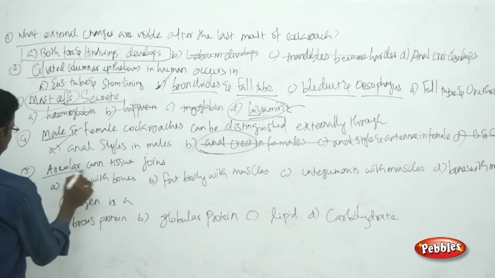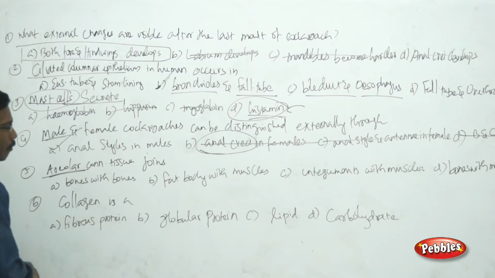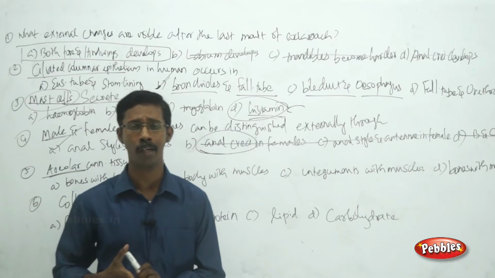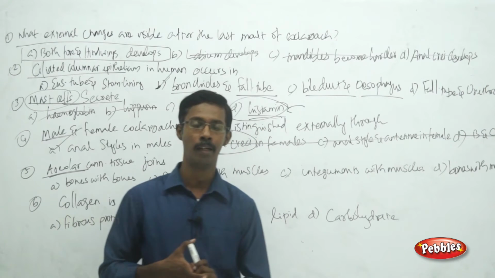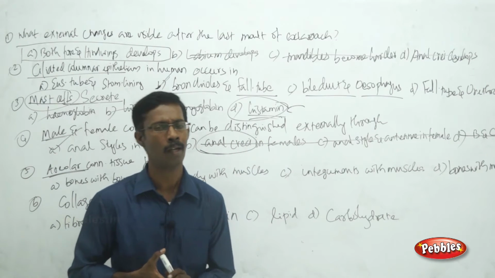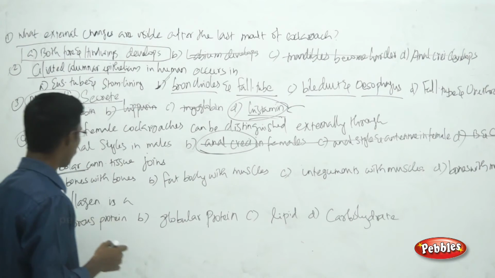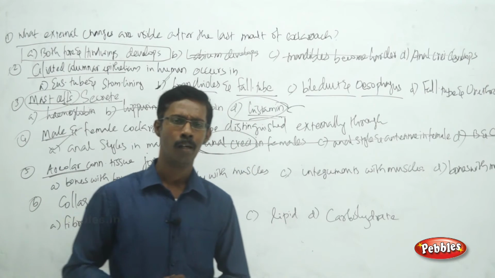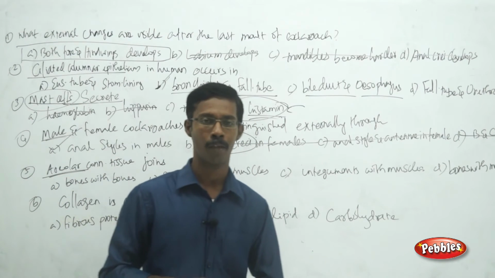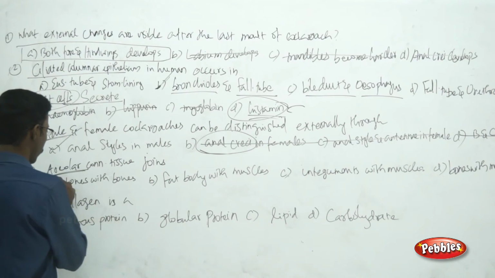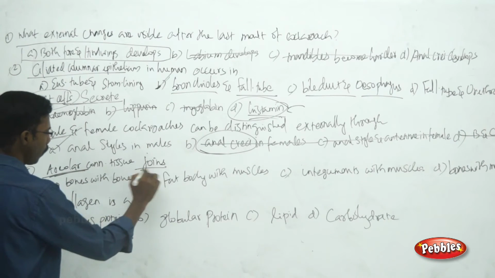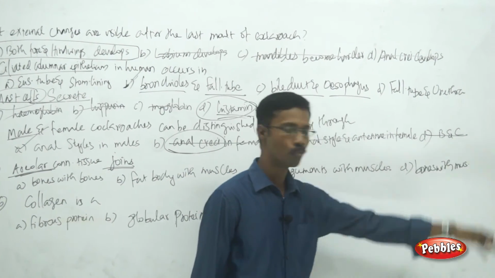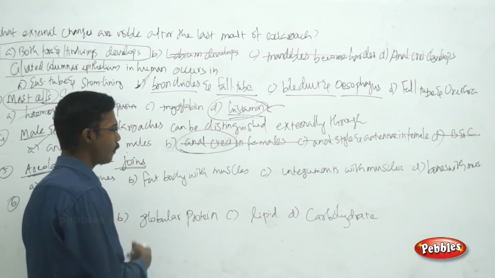And see the next question: the areolar connective tissue joins. While we were discussing the connective tissue, I told you there are types of connective tissue: dense connective tissue, dense irregular and dense regular connective tissue. Over here, the areolar connective tissue and adipose connective tissues are loose connective tissues. They are present just beneath the skin. So you have to guess the role of the areolar connective tissue. The choices are: joins bones with bones, fat body with muscles, integuments with muscles, bones with muscles. You can easily eliminate the remaining choices.